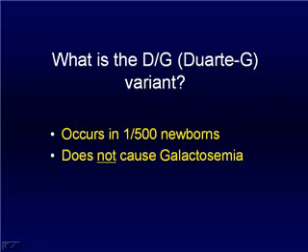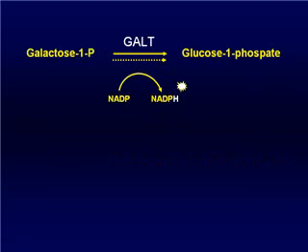The DG variant is identified by the newborn screening program and is expected to occur in about 1 in every 500 newborns. Newborns with this variant are not at risk to have the disease galactosemia. The following illustrations explain what the DG variant is.